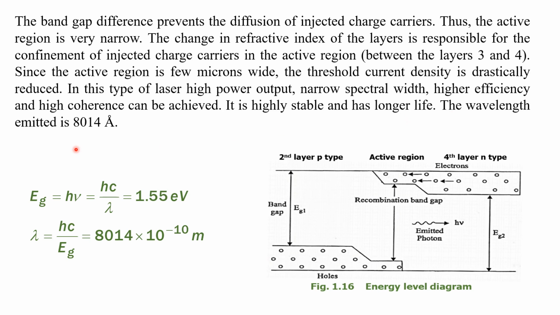The wavelength of the light emitted by this laser is 8014 angstrom. The band gap of gallium aluminum arsenide is 1.55 electron volt. When you substitute back into the formula, knowing the values of Planck's constant and c, you get the value to be 8014 × 10^-10 meter.